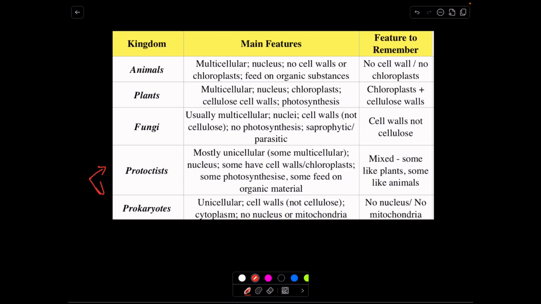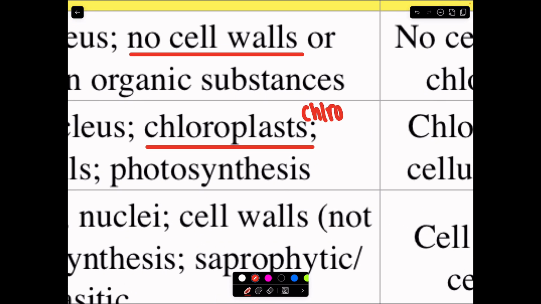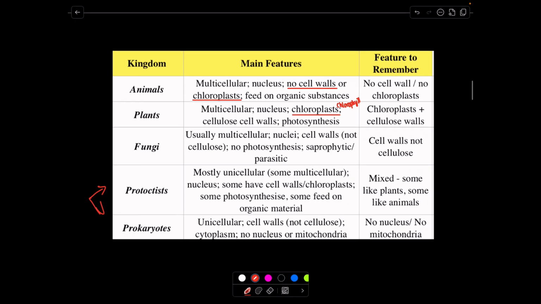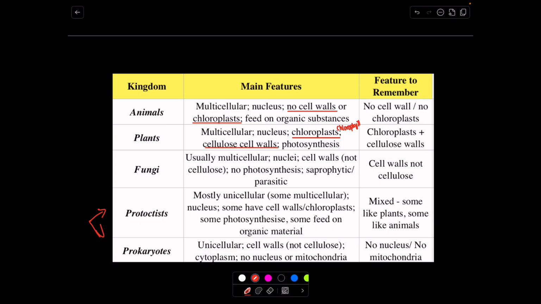Now the main thing you want to remember is the differences between animals and plants, for example, is that animals have no cell walls or chloroplasts and feed on organic substances, okay? In terms of plants, they have chloroplasts, which by the way have a substance within them called chlorophyll. This chlorophyll is what makes them green, okay? And they have cell walls made out of cellulose, okay? That's very important to know. And they feed by photosynthesis, okay?